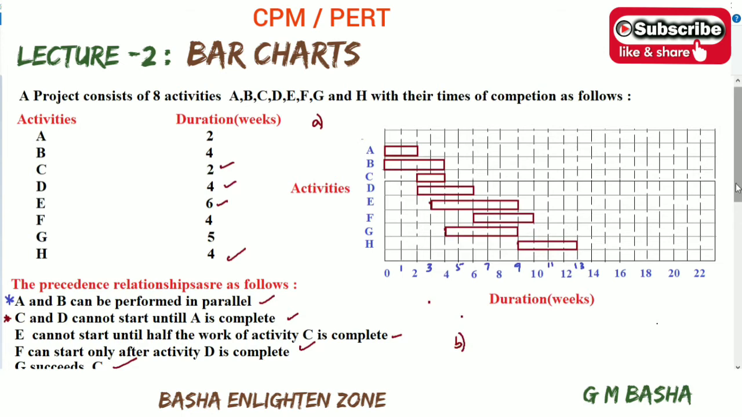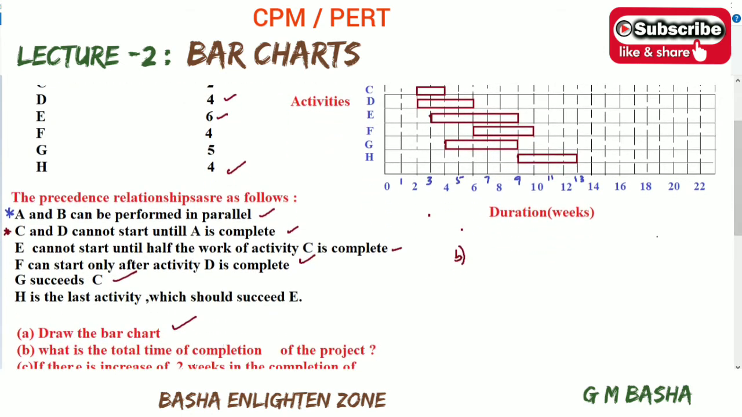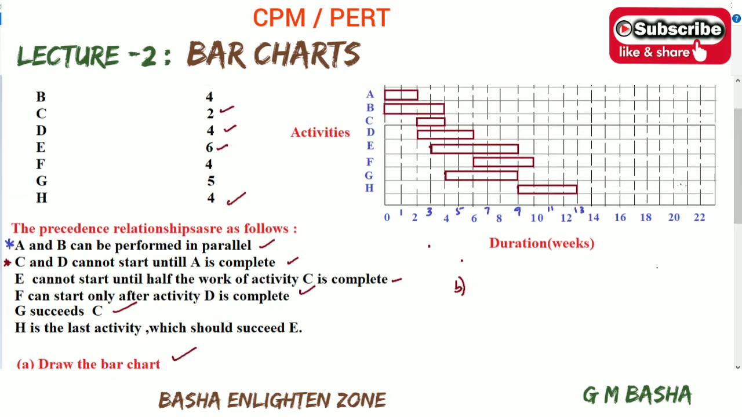What is given in B? B asks for the total time of completion of the project. The total time of completion will be taken from the starting activity A to the end of the project. Activity A starts at time zero, and activity H is the last activity, which is completed by the 13th week.